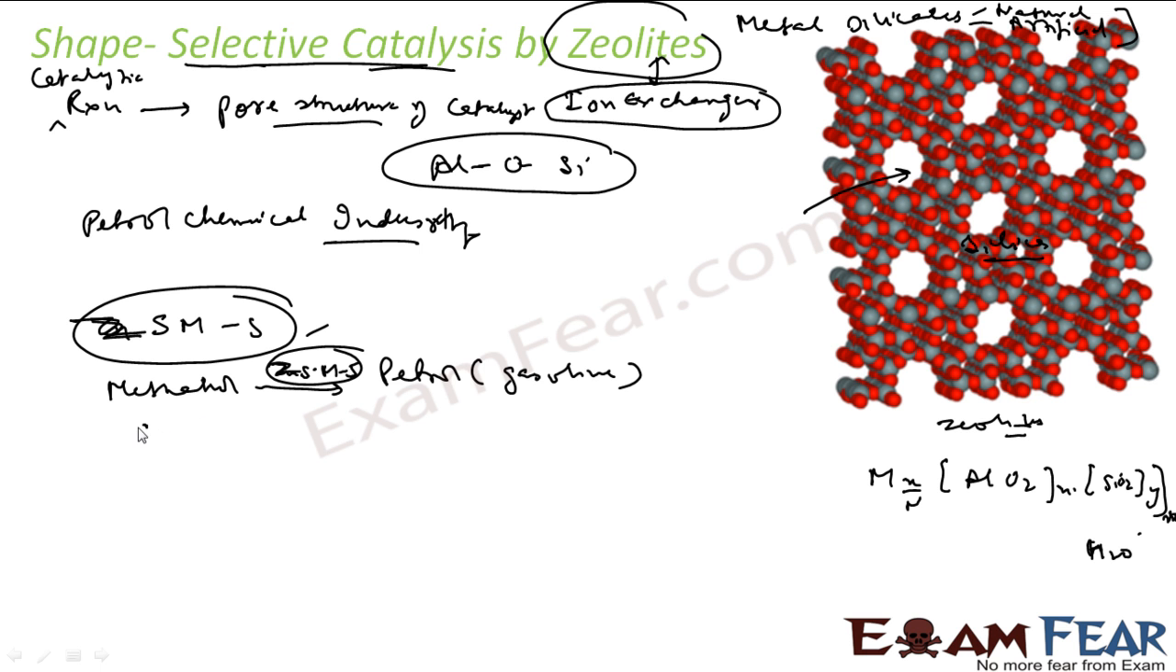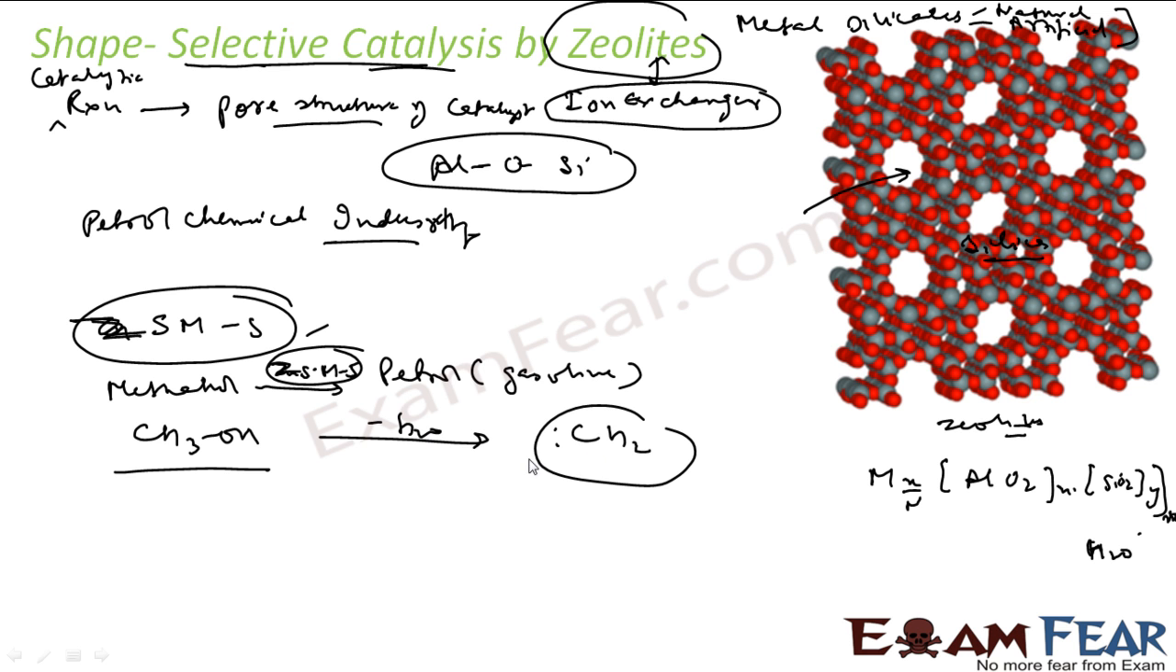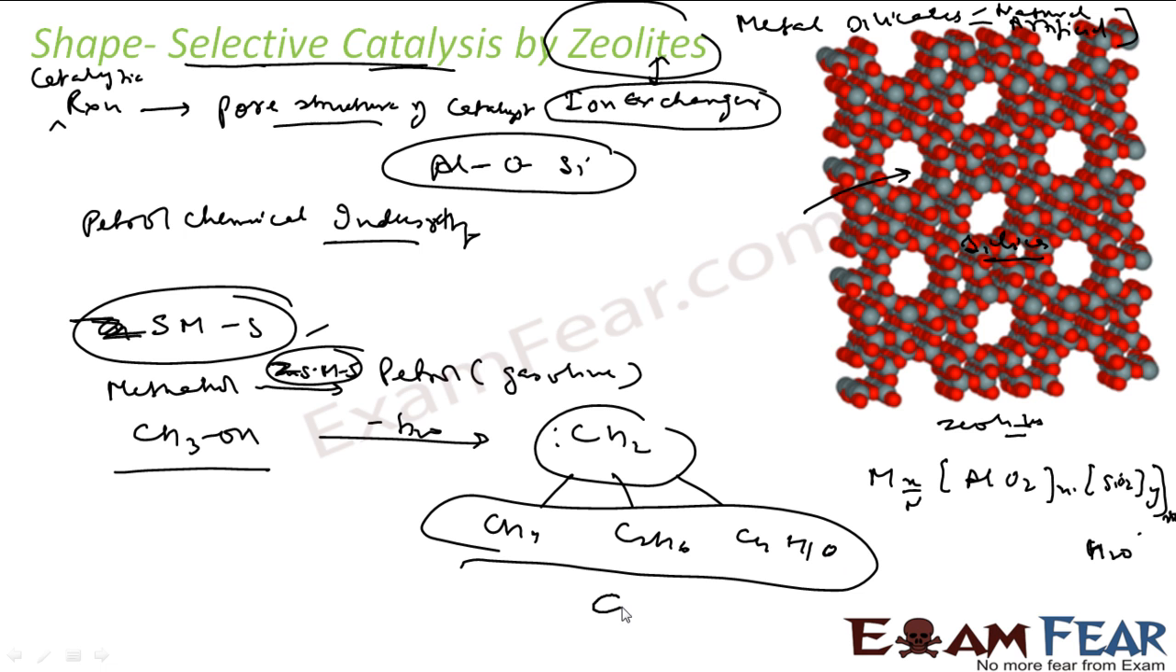Correct? So this is methanol, nothing but CH3OH. If you dehydrate, you may get CH4, right? Or actually with this you get carbene. If you remove water from this, what you get is a carbene. Now these carbenes can actually combine. They can combine with hydrogen to form CH4. Two of these can combine to form C2H6 and it can also form C4H10. Correct. So with this you get a mixture of hydrocarbons and this is called gasoline.